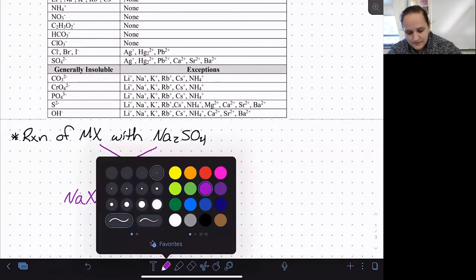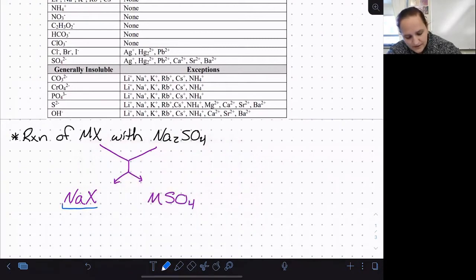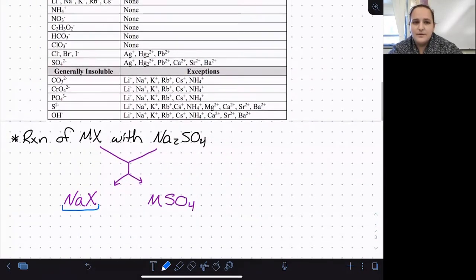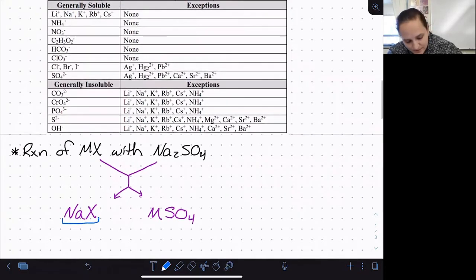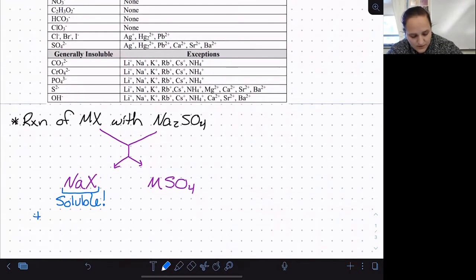So the first thing we should notice here is that sodium salts are always soluble. If we look to our solubility rules, Na is listed as generally soluble with no exceptions. So we know that this is going to be soluble just from that one solubility rule. There is no way that this product, regardless of what X is, could possibly be our precipitate.